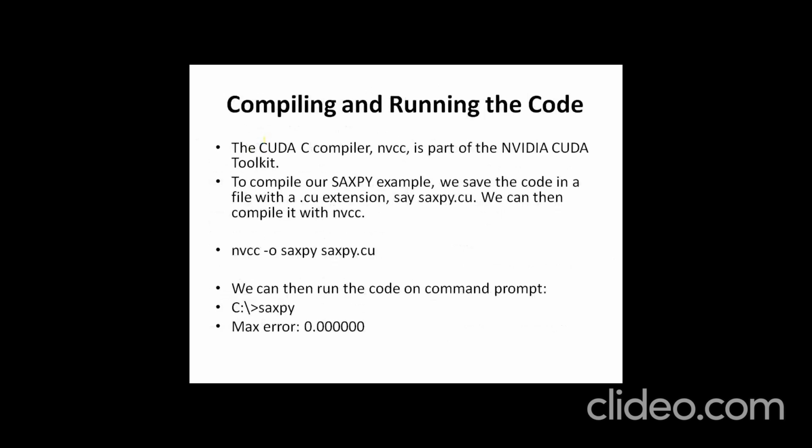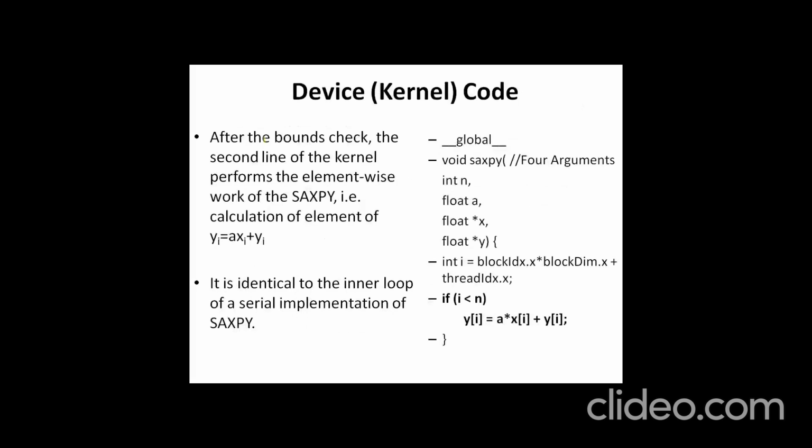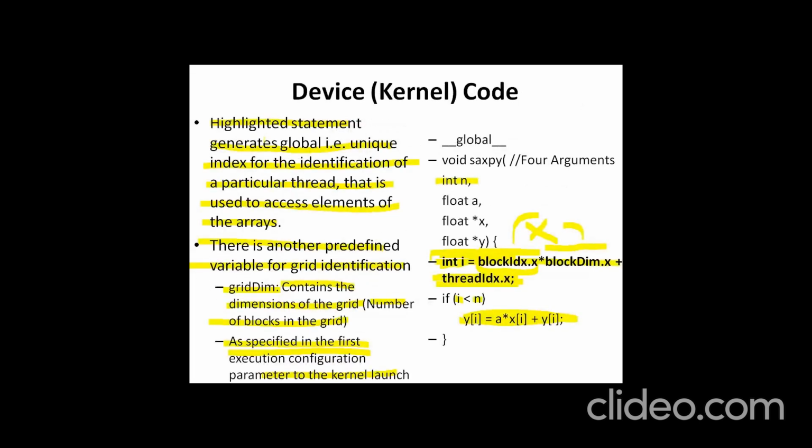Now Vikram, sorry, just a question. You can just go back to the previous slide, please. Where you showed, yeah. So now we've derived i as block index dot x multiplied by block dimension dot x and so on. So this is just an index only within the particular block, right?